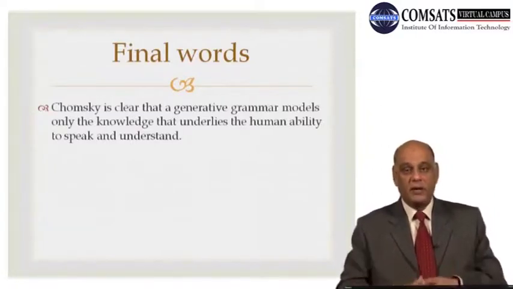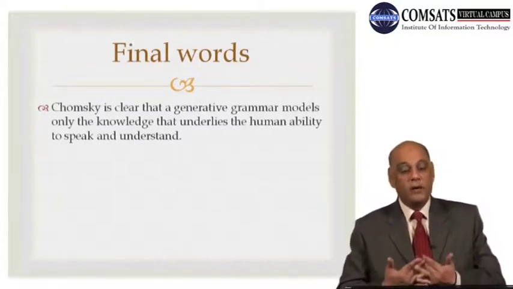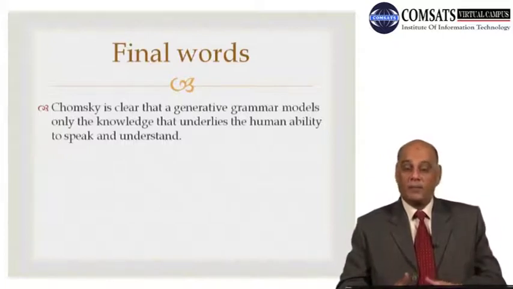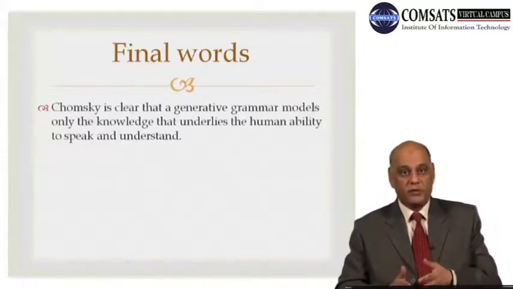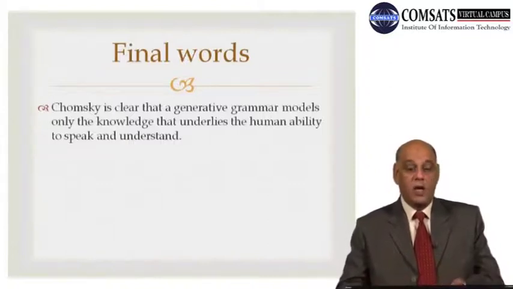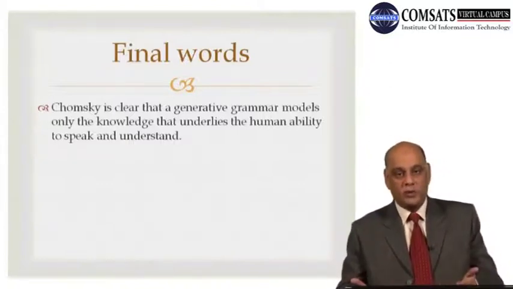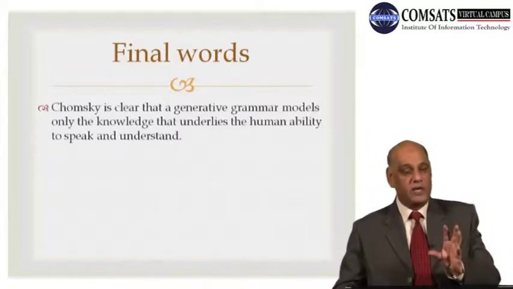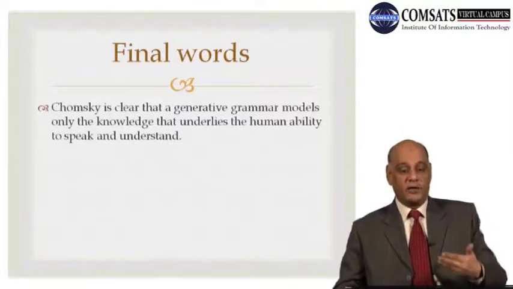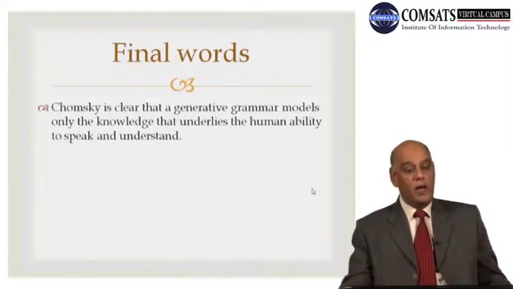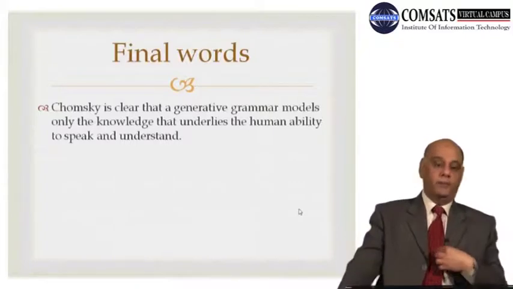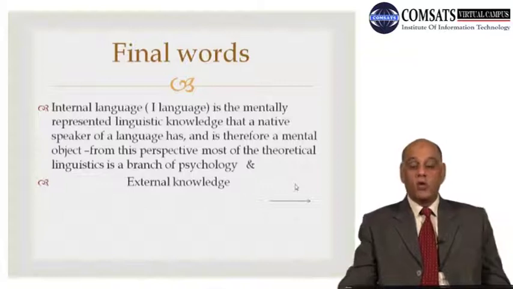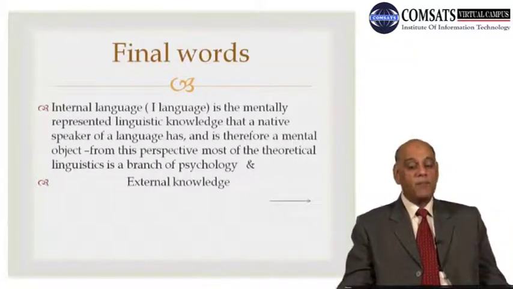There is something in our mind. There is a structure present in our mind. These are the basic raw form structures present in our mind, and from them we just bring out the finished products, or we bring out the meaningful forms, and we speak words and we speak sentences, and we can design text. We can link the sentences in a proper way to design text. So Chomsky is very clear that a generative grammar models only the knowledge that underlies the human ability to speak and understand. Some more words in order to sum up.